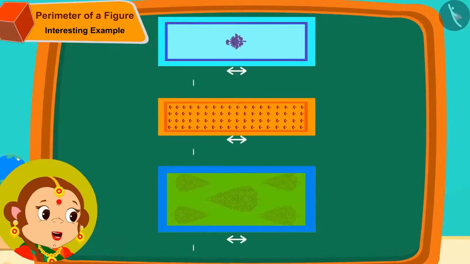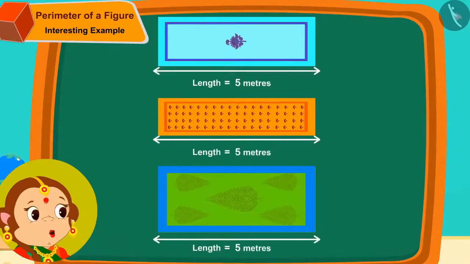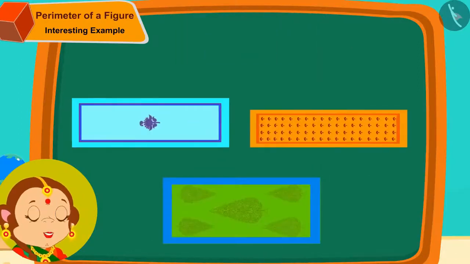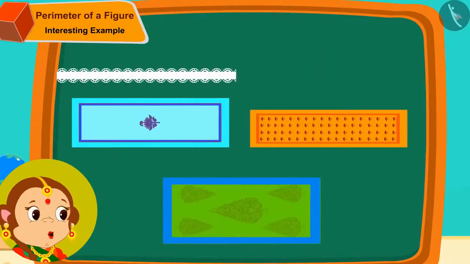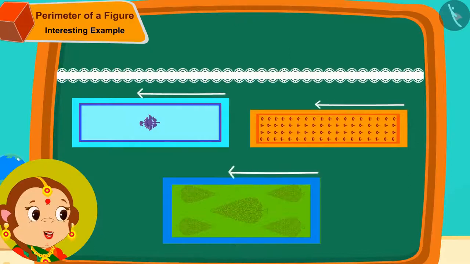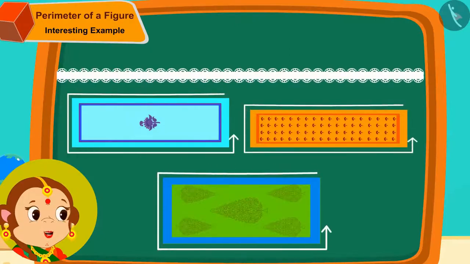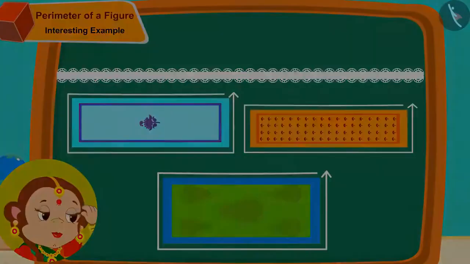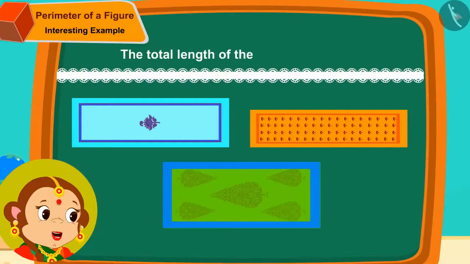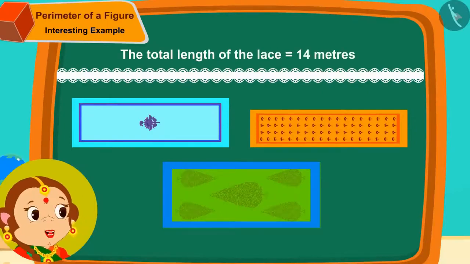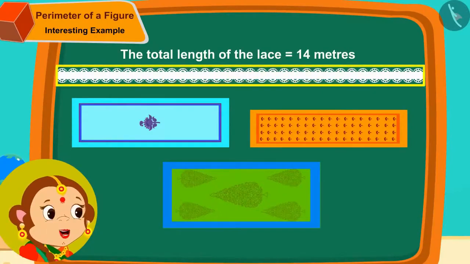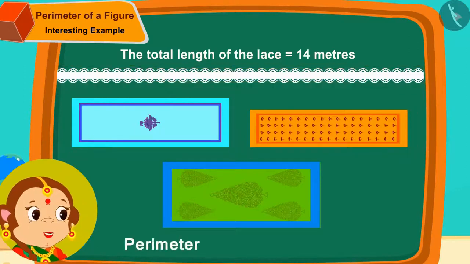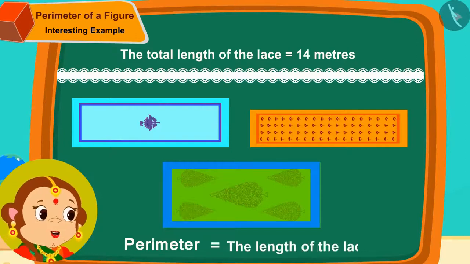"All the sheets I have are 5 meters in length, but they are of different widths. Now, on which of these bed sheets should I put this 14 meter long lace so that it's neither too less nor any extra lace is left behind?" Bannu thought, "The total length of this lace is 14 meters, and if I want to apply this lace on all sides of the sheet, then the perimeter of the sheet will be equal to the length of the lace required.